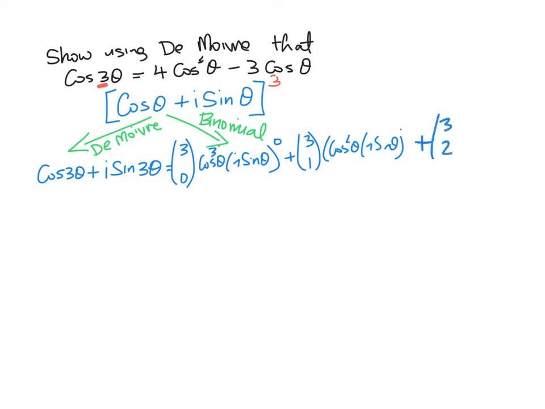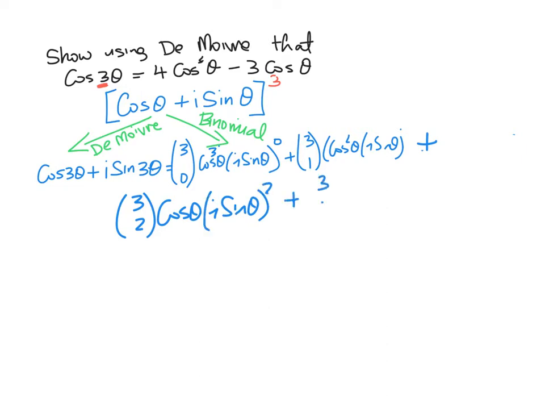Plus 3C2 cos theta and i sine theta squared, and I'm just going to go to the next line because this is not the easiest one to do on this platform. Plus 3C3 cos theta to the power of 0 and i sine theta to the power of 3. Okay, so that's both sides done.